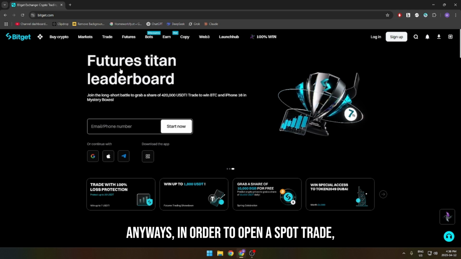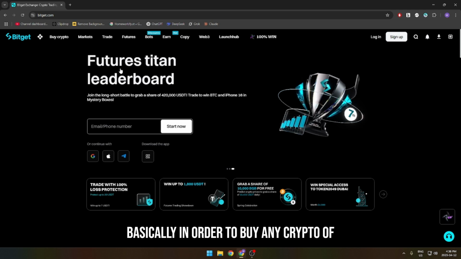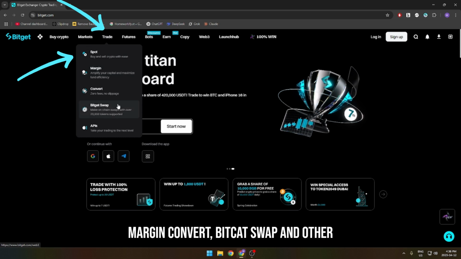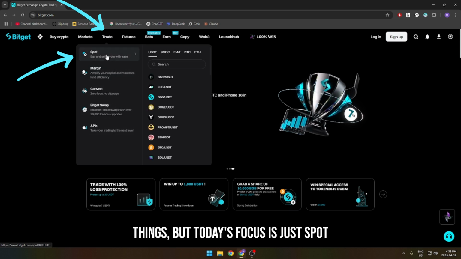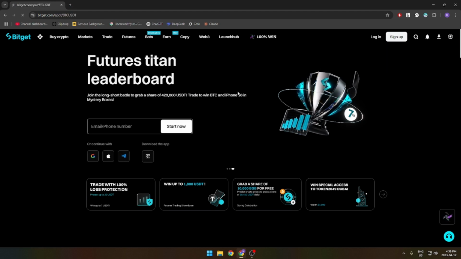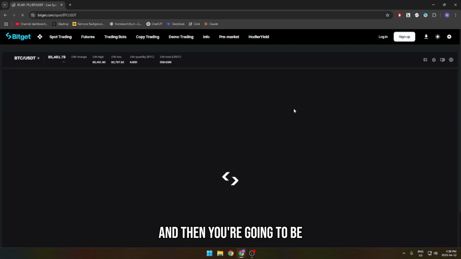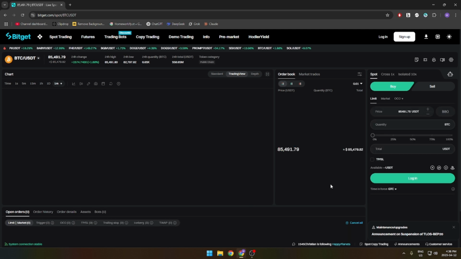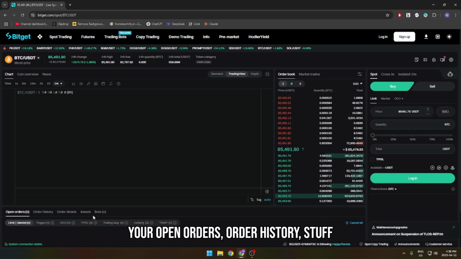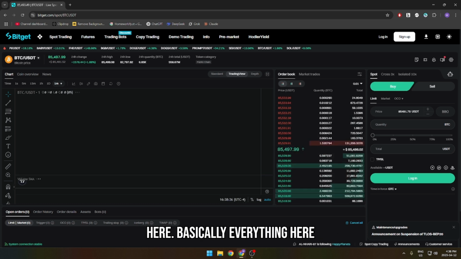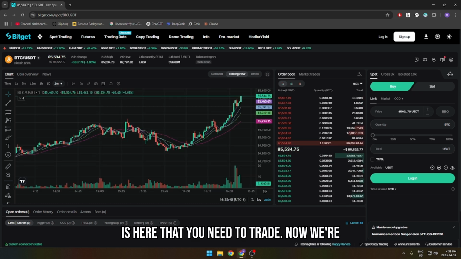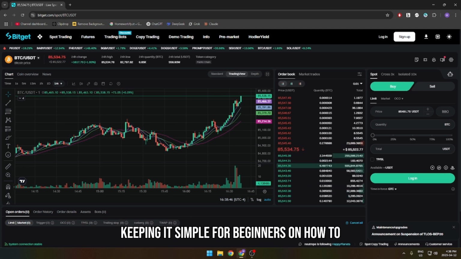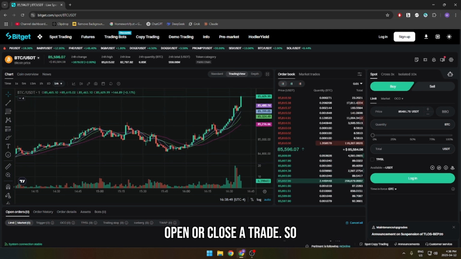Anyways, in order to open a spot trade, basically in order to buy any crypto of your choice, you're going to head over to trade and click on spot. You also have margin, convert, Bitget swap, and other things, but today's focus is just spot trade. So you're going to click on that, and then you're going to be relocated to your charts, your address book, your open orders, order history, stuff like that. All that important stuff is here. Basically, everything you need to trade is here. Now, we're not going to be getting into all the technical stuff. We're just going to be keeping it simple for beginners on how to open or close a trade.